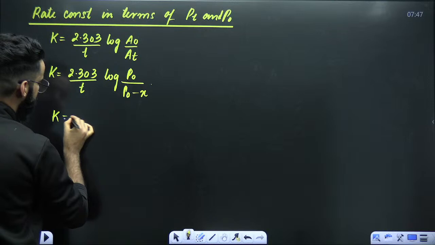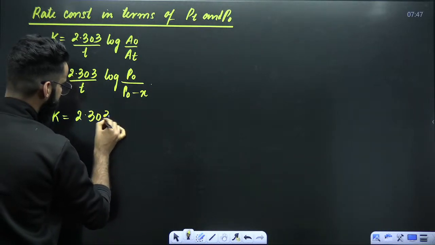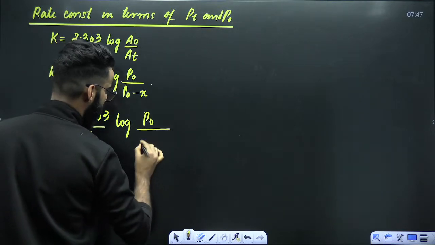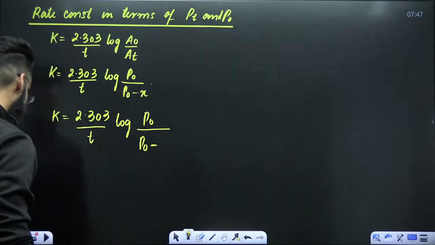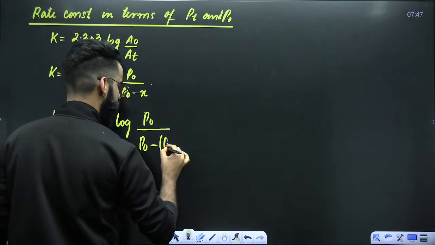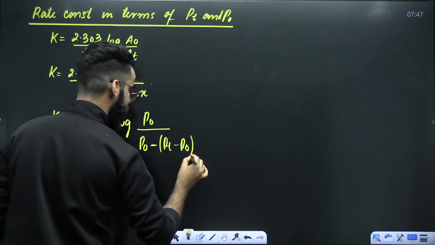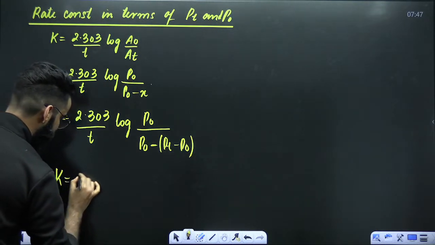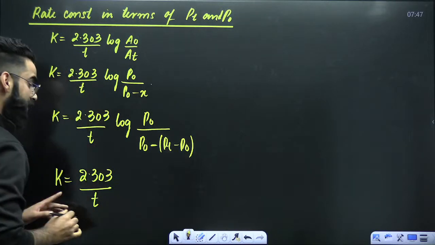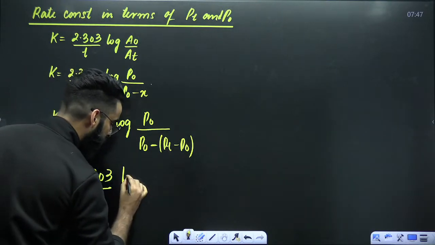So K value here will come out to be 2.303 divided by T, log of P naught divided by P naught minus X. X value already we have calculated, that is PT minus P naught. So my dear students, I got one important expression. Well, you are not supposed to remember this expression, but you should know exactly how to make this expression.